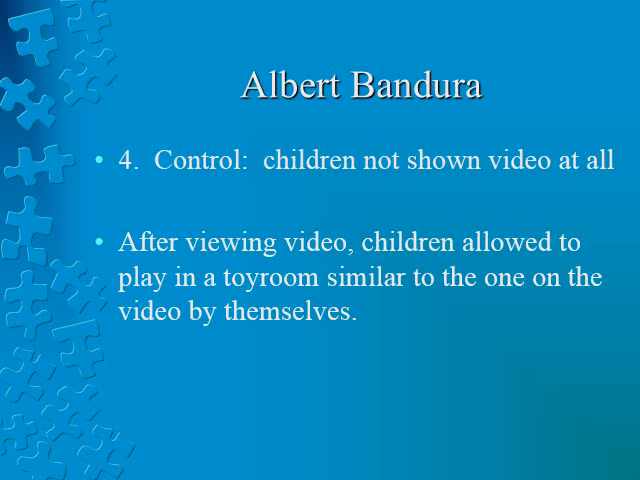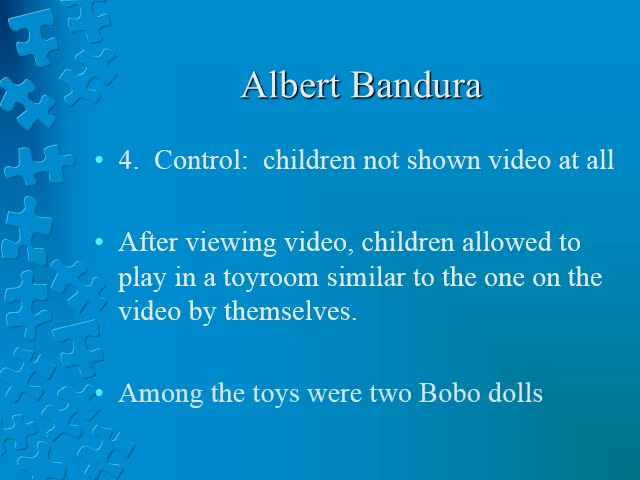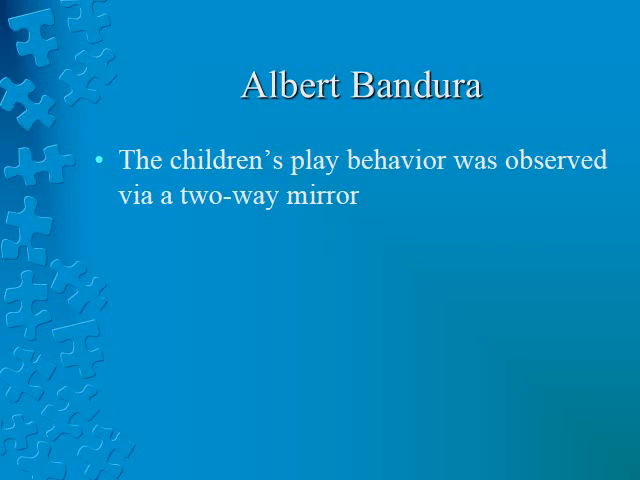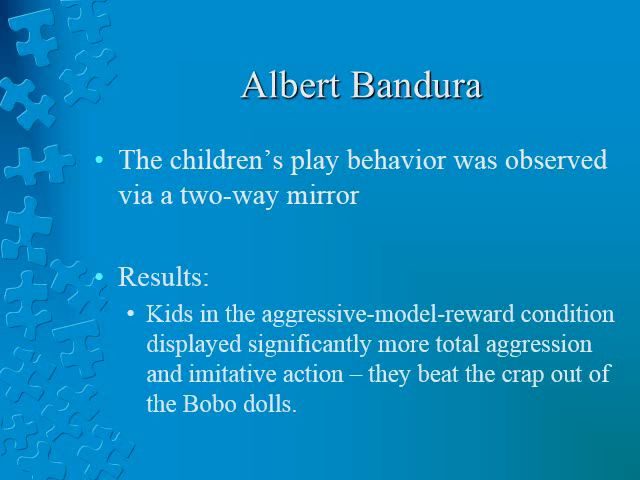Finally, after viewing the video, kids were allowed to play in the toy room, similar to the one in the video, by themselves. Again, the Bobo doll was present. Well, actually, there's more than one Bobo doll. I keep forgetting about that detail, too. I always forget about the control, and I always forget about the 2 Bobo dolls. I'll move on. So there were 2 Bobo dolls there. Here's what happened. First, the children's play was observed through a 2-way mirror, and the results were really straightforward.